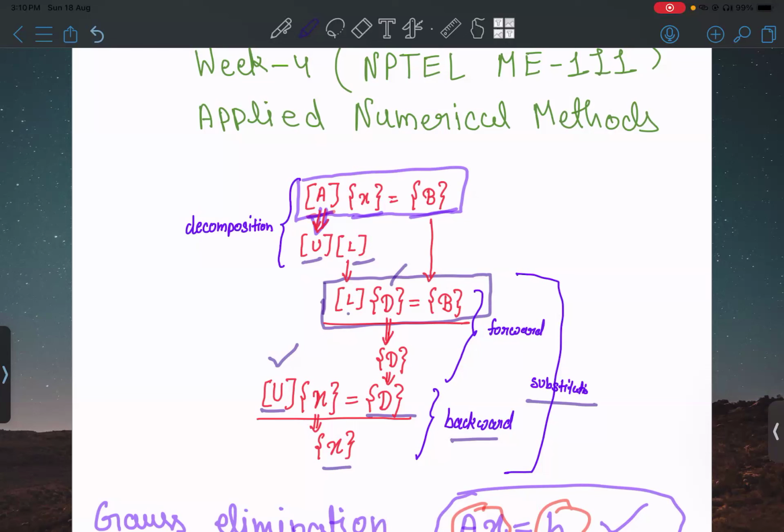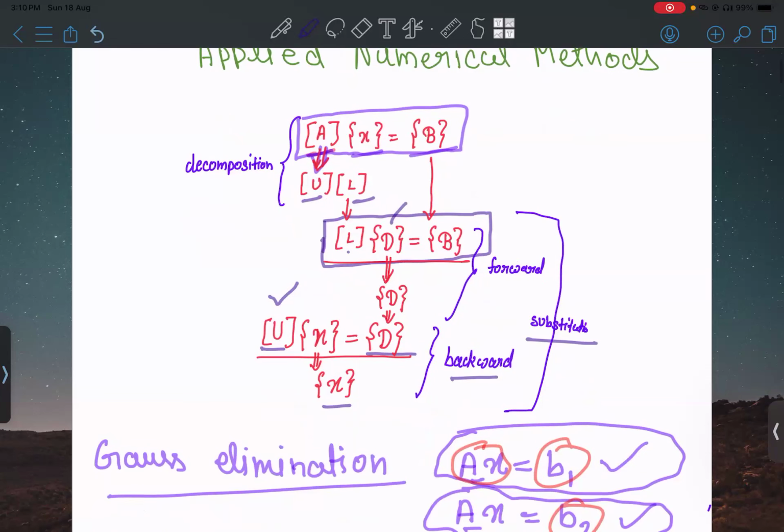Now suppose our B is changing. Once we have decomposed A into L and U form, for any value of B, we can put the B here directly, and without using any elimination, by doing the forward substitution and backward substitution, we will be able to find the value of X.